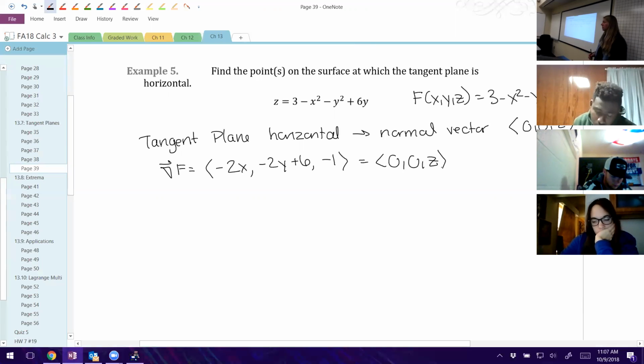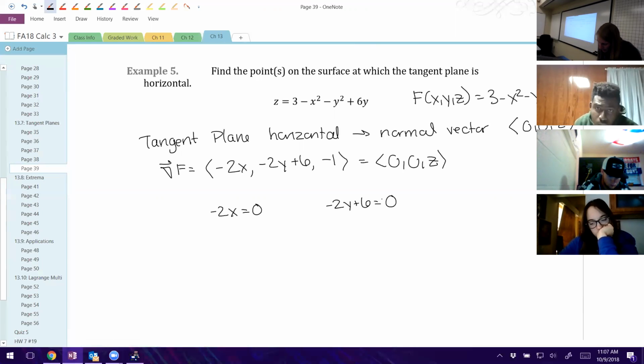Let's start solving. We know that the x component, -2x, has to equal 0, and the y component, -2y plus 6, has to equal 0 also. We don't really care about the z; I'll come back to that in a minute. Let's just focus on solving for x and y. So x is 0, and y has to be 3 to make that true.